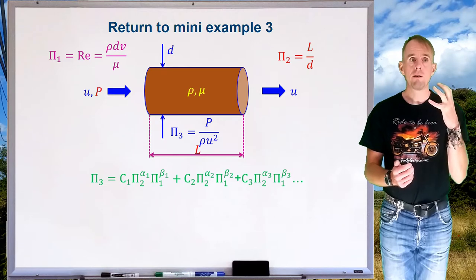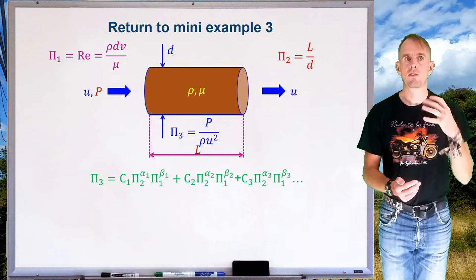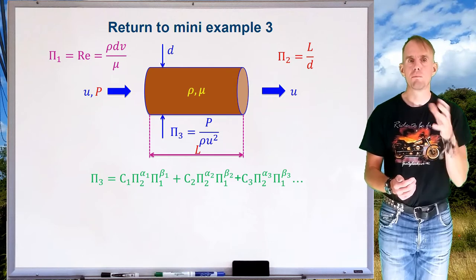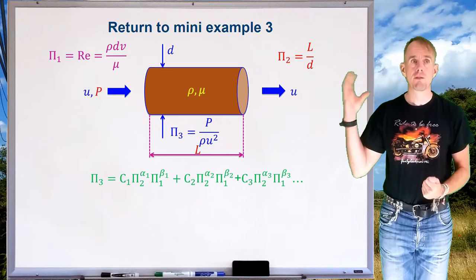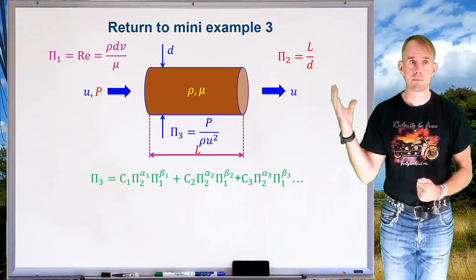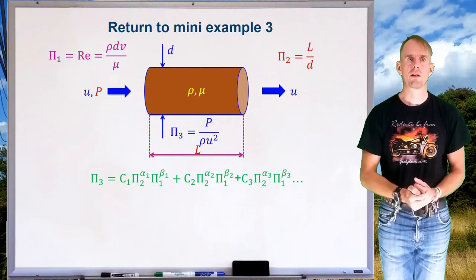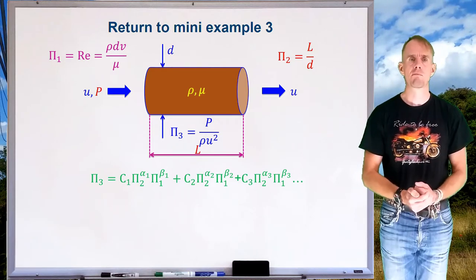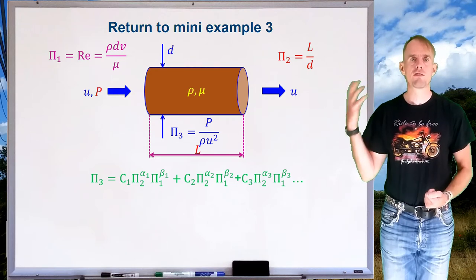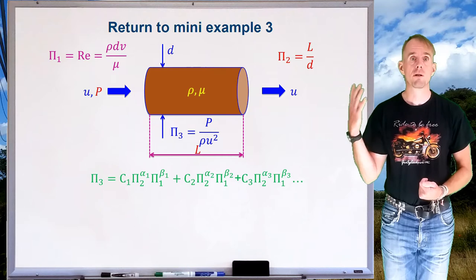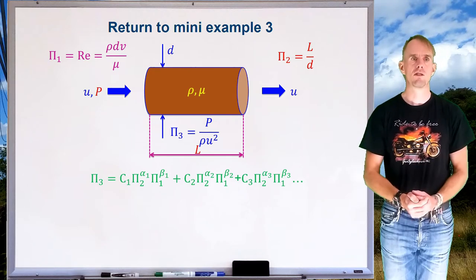So I have c1, pi 2 to the alpha 1, pi 1 to the beta 1, plus c2, pi 2 to the alpha 2, pi 1 to the beta 2, and so on and so forth. And remember, everything that is additive has to have the same dimensions. The same dimensions also have to apply across an equal sign. On the left-hand side, I have pi 3, which is dimensionless by definition. So therefore, each of these additive groups are also dimensionless. So this problem obeys homogeneity and consistency.